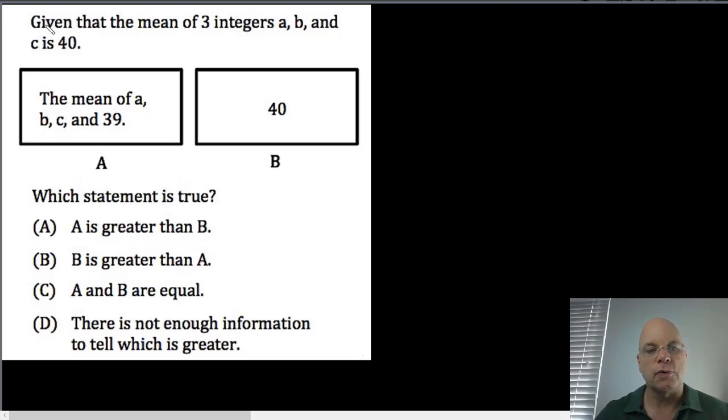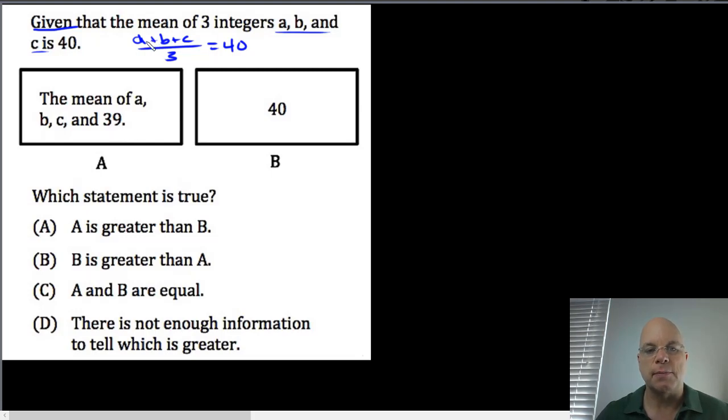So here's what we've been given. The mean of three integers, a, b, and c is 40. So a plus b plus c divided by 3, because there's three numbers, equals 40. Then in box A, the quantity would be the mean of a, b, c, and 39. So if I add another number and it's 39, what does that do to the mean?